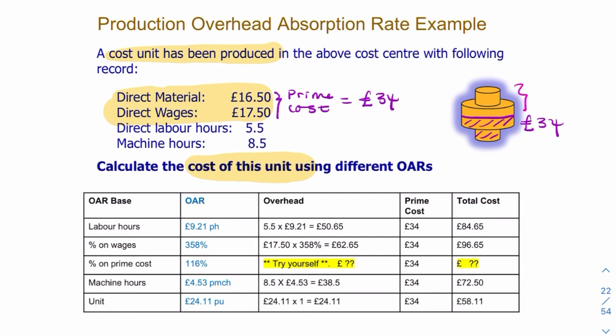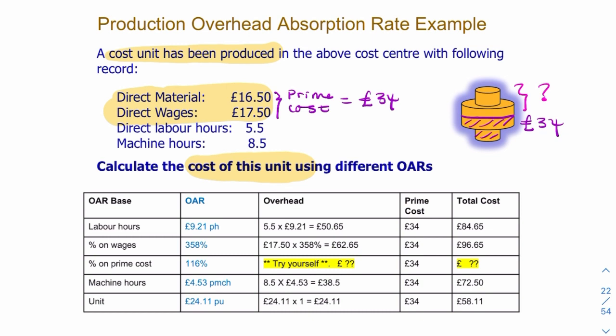So the question is, how much do we add to that £34 to come up with the total cost? So we know what the prime cost is. The prime cost is just £34. But we need to decide on the overhead, and that will depend on what overhead absorption base we'll use. Remember we said we had the 1, 2, 3, 4. So depending on which base we choose, the overhead will differ, and therefore the total cost will differ.